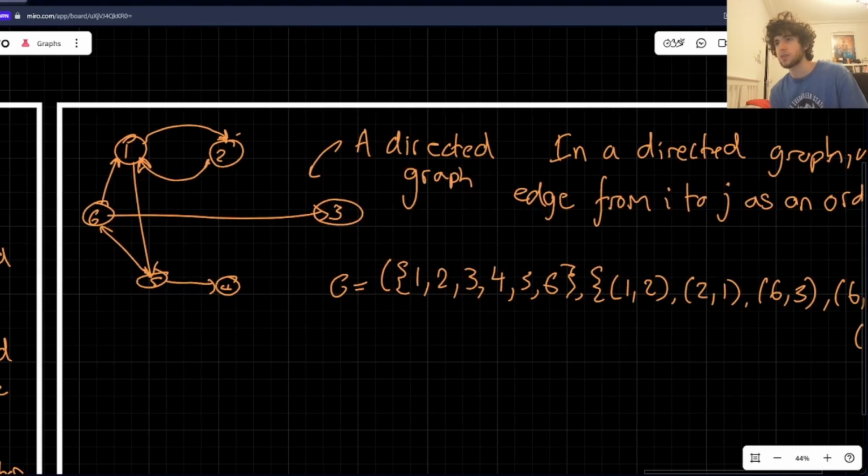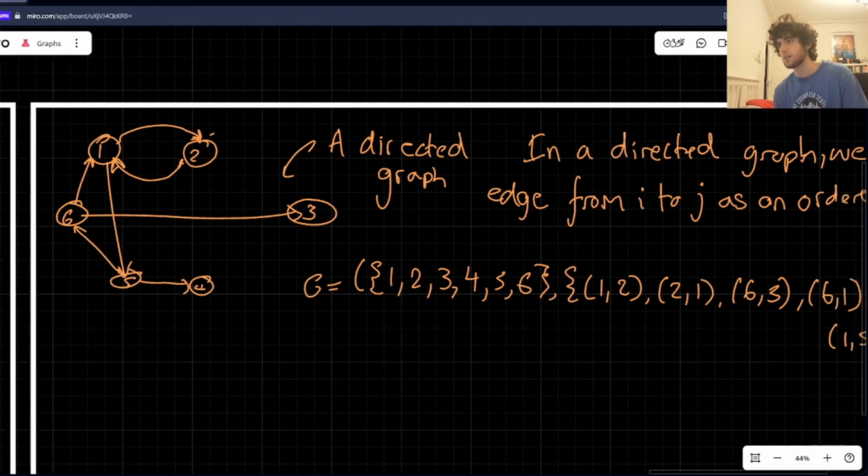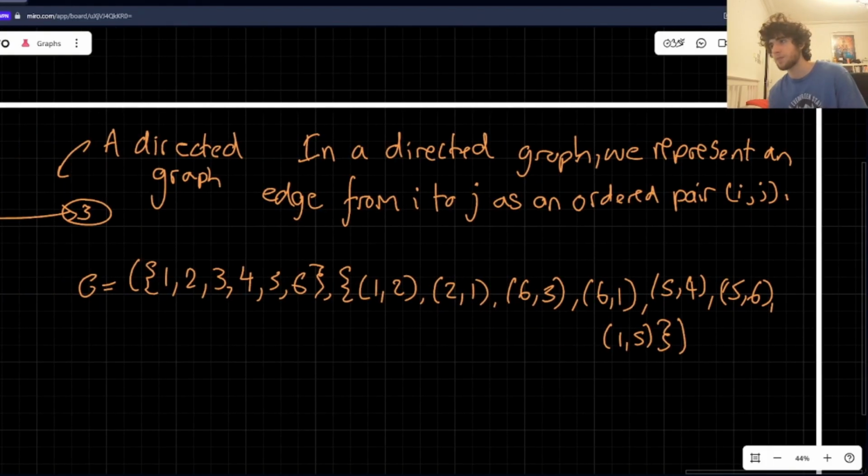Okay, so in this case, my edges are from 1 to 2, 2 to 1, 1 to 5, 6 to 1, 6 to 3, 5 to 4, and 5 to 6. Okay, so those are all my edges. So I have my set of vertices and my set of edges. Then I close off my larger ordered pair, which starts over here and ends over here. Okay, and that now has specified my directed graph.